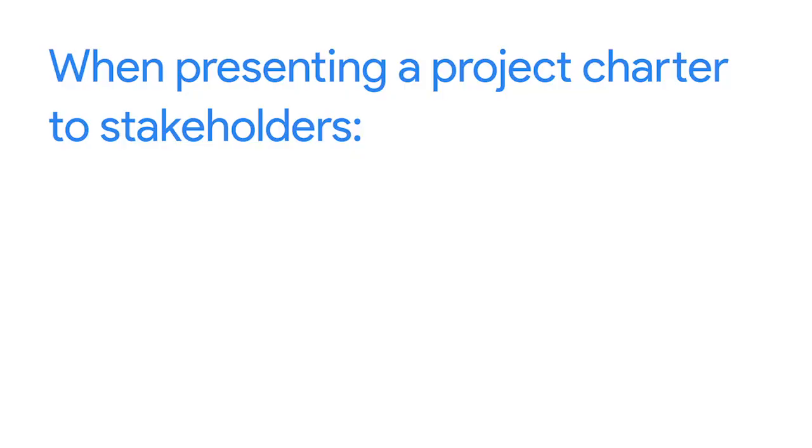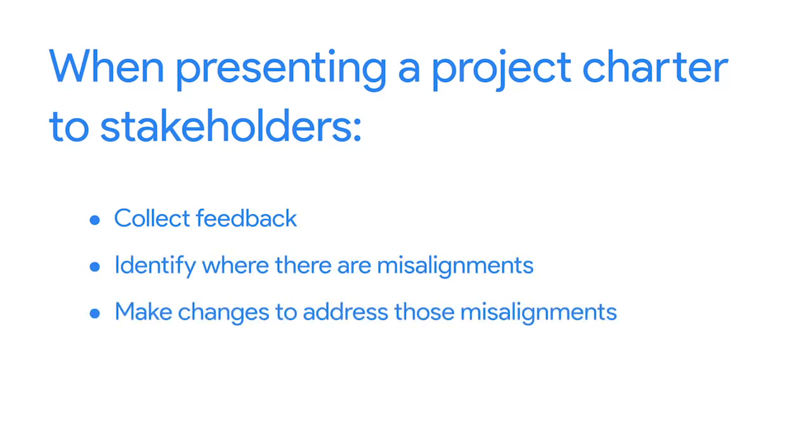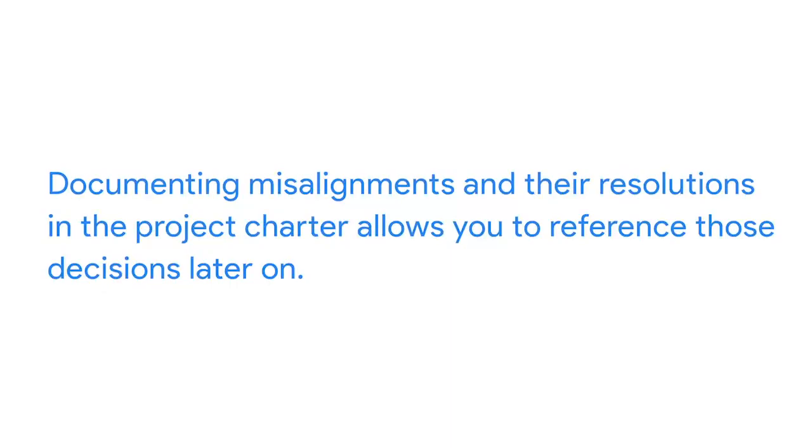When you present a project charter to your stakeholders, it's important to collect feedback and identify where there are misalignments. Then, you can make changes to address those misalignments. If you and your stakeholders take the time early on to clearly define the project, then you're much more likely to deliver the outcomes your stakeholders expect at the end of the project. As a project manager, it's important to record the feedback you receive and document any misalignments and their resolutions. This allows you and your project team to reference those decisions later on.